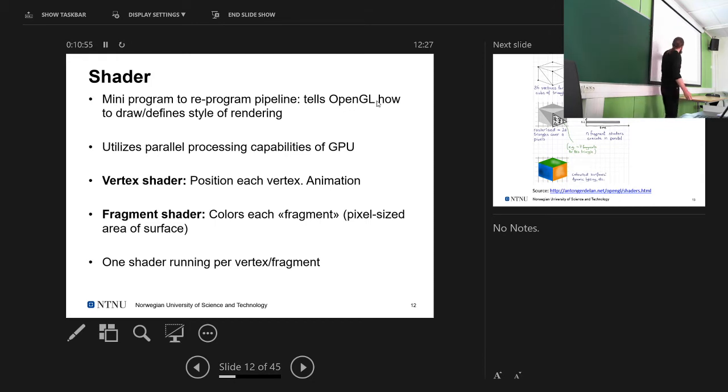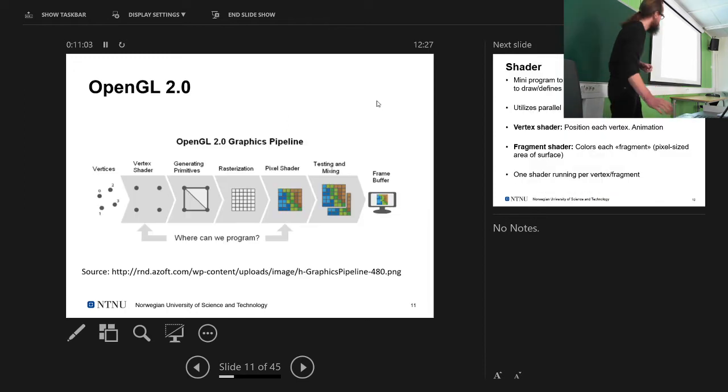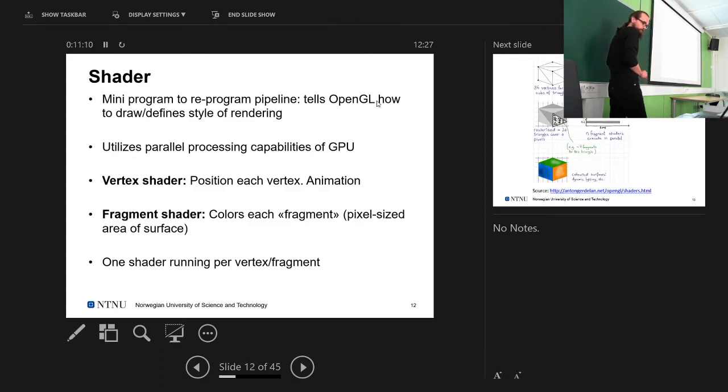Then you have the fragment shader. It's basically about coloring each fragment of your rasterized model. And that's why it's on the output of the rasterizer here. So you basically color each pixel, or fragment as they call it, which basically refers to a pixel-sized area of the surface. And then you have one shader actually running per vertex or fragment on the screen.